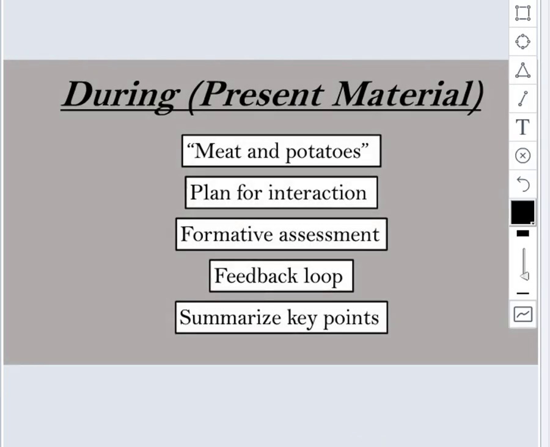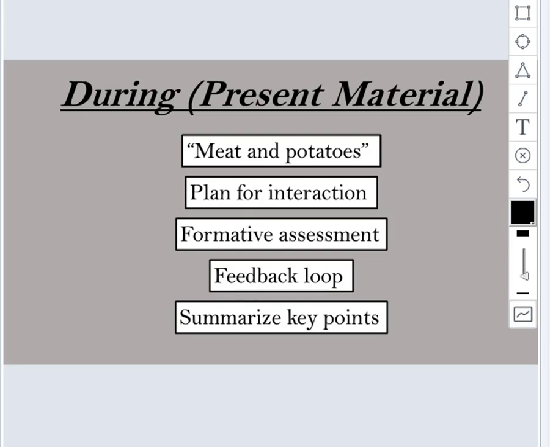So moving into the during portion of the lesson, this is where instruction takes place. This is what I call the meat and potatoes of the lesson. And first and foremost, you want to make sure that you plan for interaction with your students. When I talk about interaction with your students, that takes place in a couple of different ways. So you want your students to be interacting with you, you want your students to be interacting with one another, and you want your students to be interacting with the content.